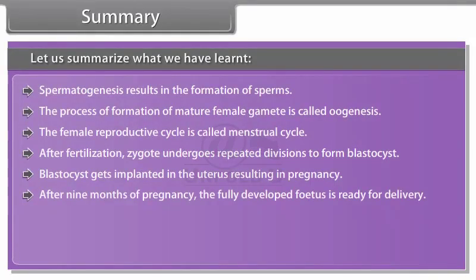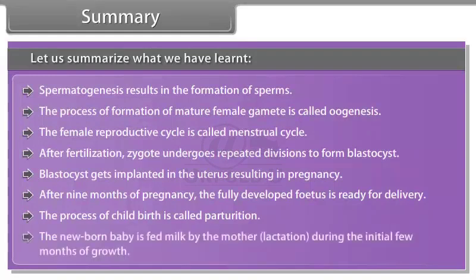After 9 months of pregnancy, the fully developed fetus is ready for delivery. The process of childbirth is called parturition. The newborn baby is fed milk by the mother, or lactation, during the initial few months of growth.